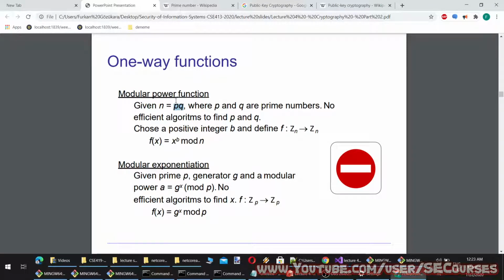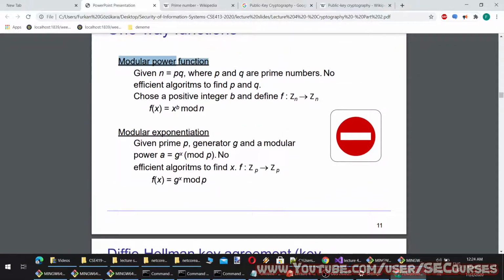And in a modular power function, there is no efficient algorithm to find P and Q. It can only be found using brute force, and if that n is a big number, it will take so much time. So what we are doing is choosing a positive integer b and defining a function like this: x over b mod n. Let's find a better definition to explain.